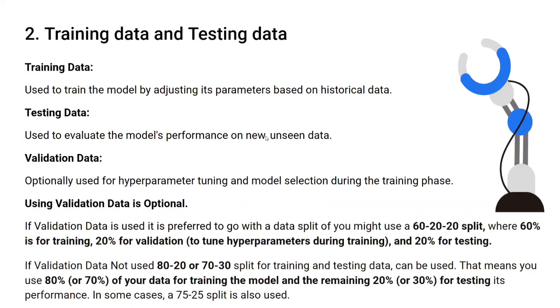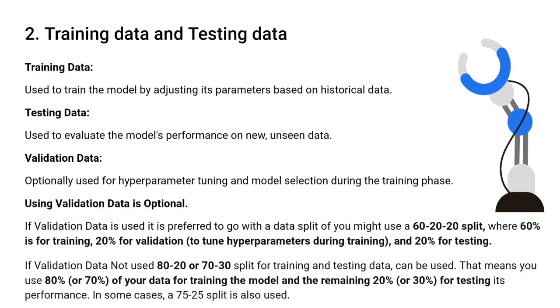Next is the training data and testing data. Training data is used to train the model by adjusting its parameters based on the historical data. Testing data is used to evaluate the model's performance on new unseen data. Validation data is optionally used for hyperparameter tuning and model selection during the training phase.